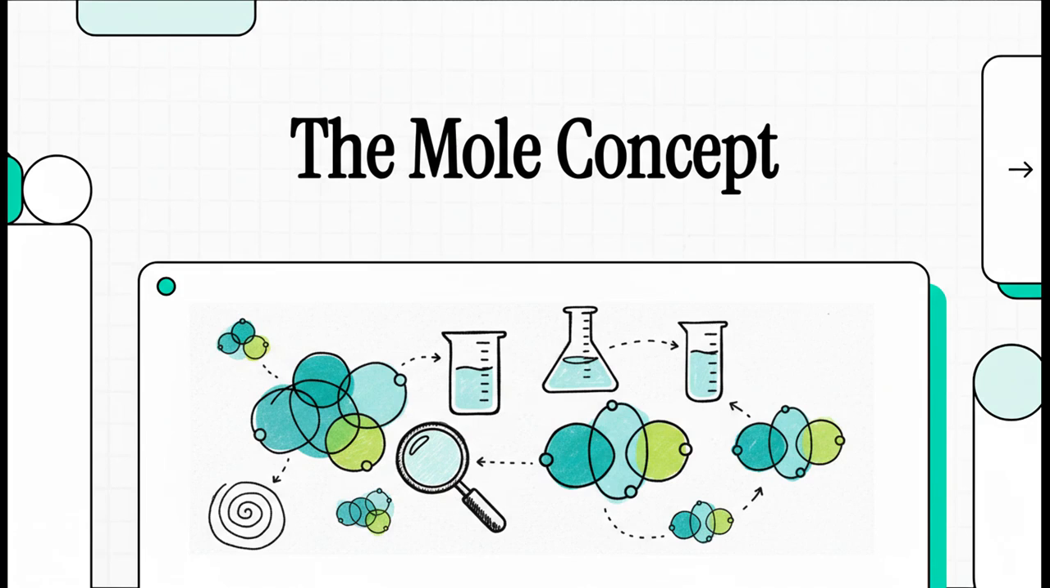What if I told you there's a single secret number that pretty much unlocks all of chemistry? It's called the mole, and honestly, it's way, way simpler than it sounds. So let's dive in and break down chemistry's most important counting tool.